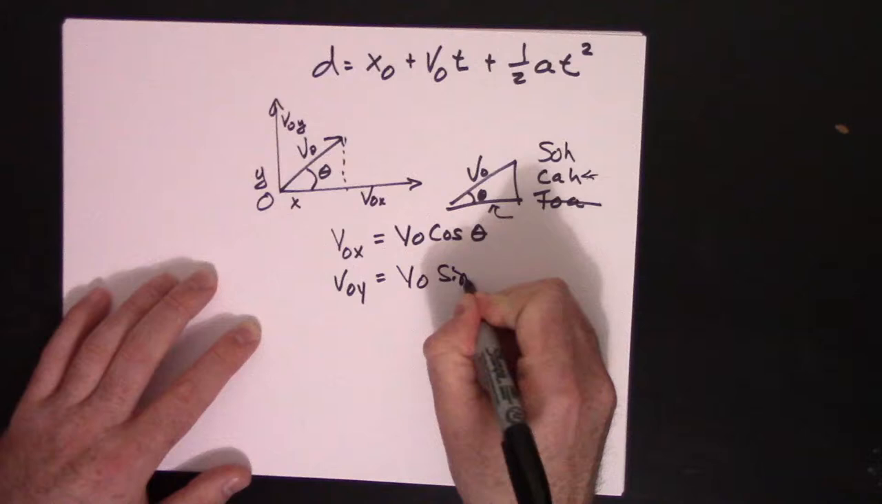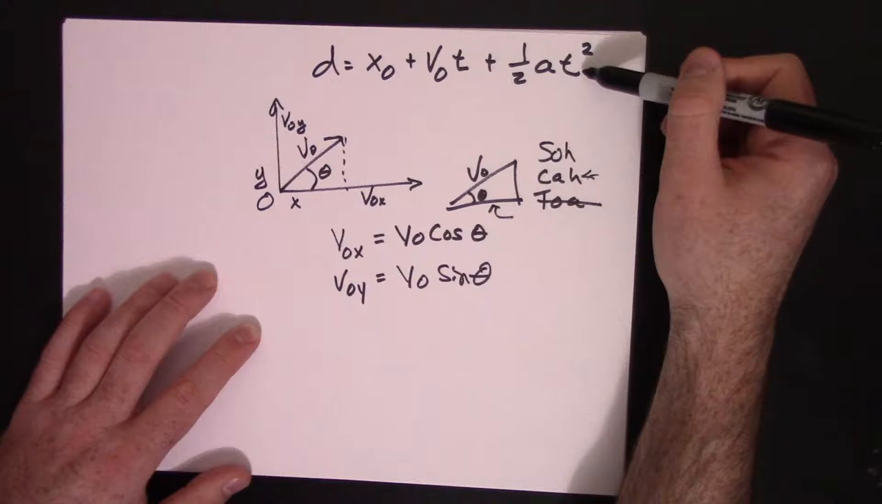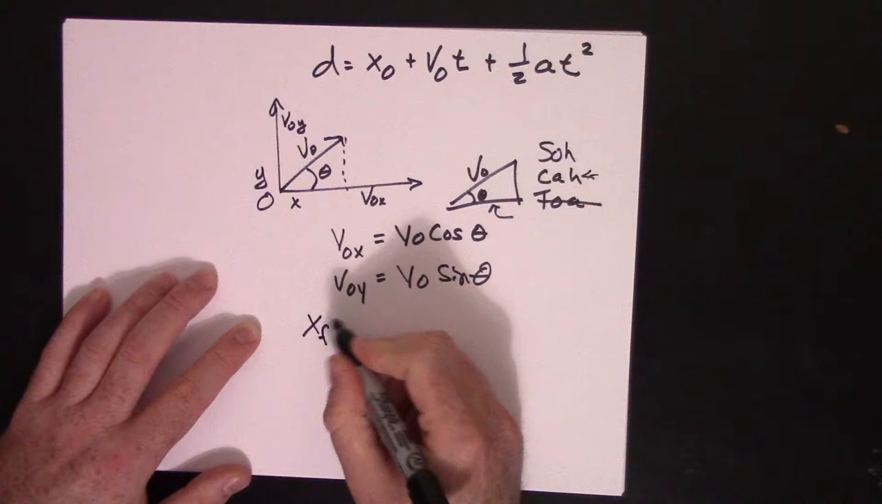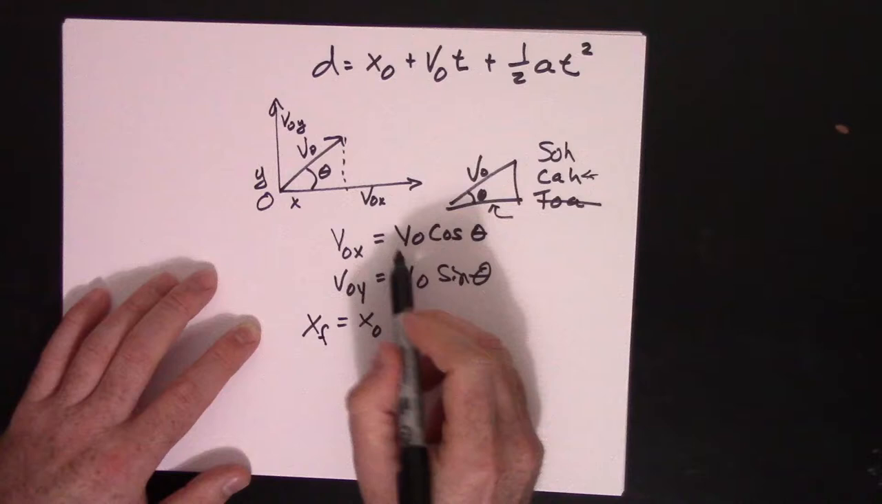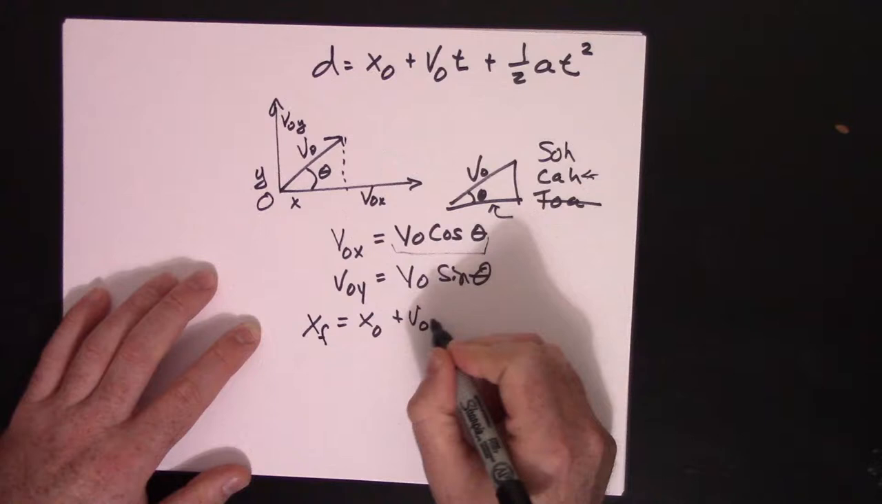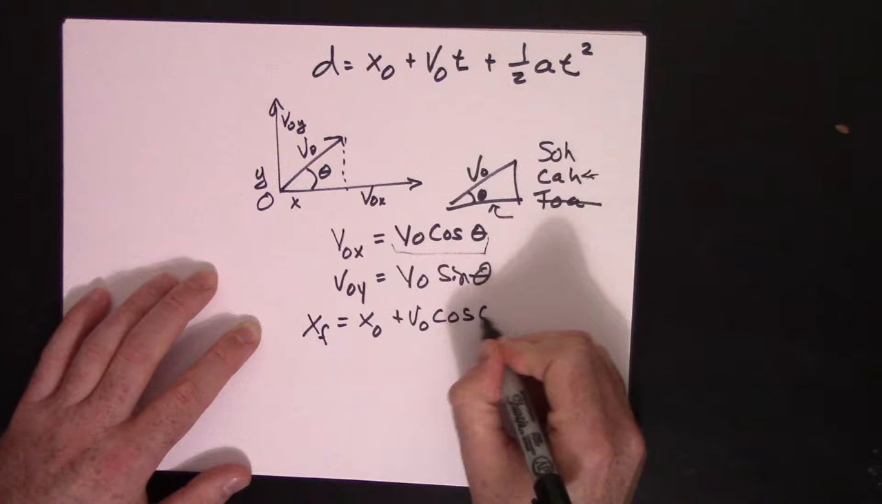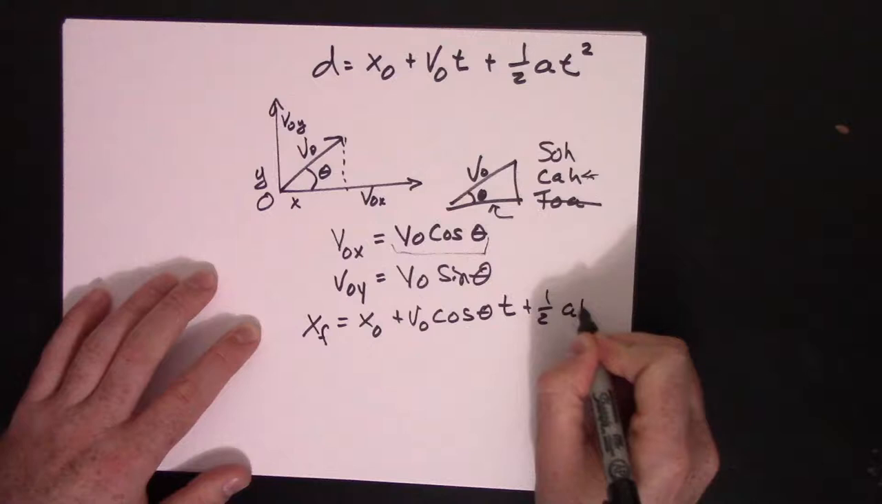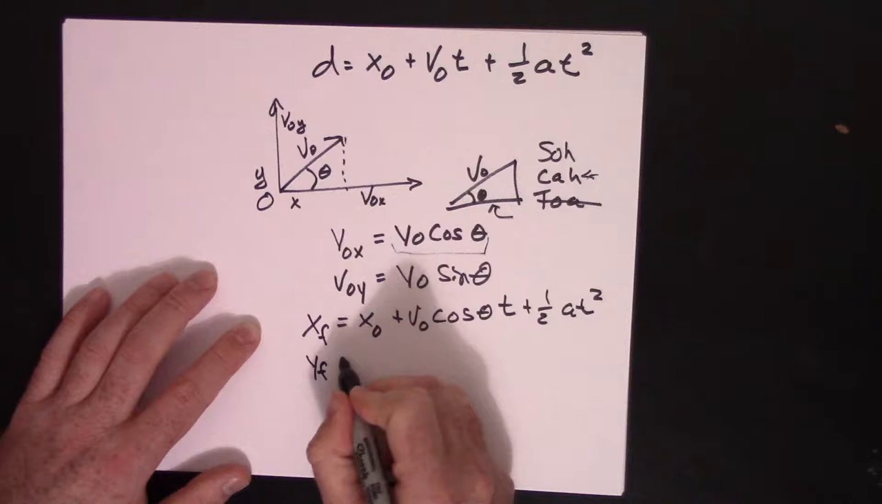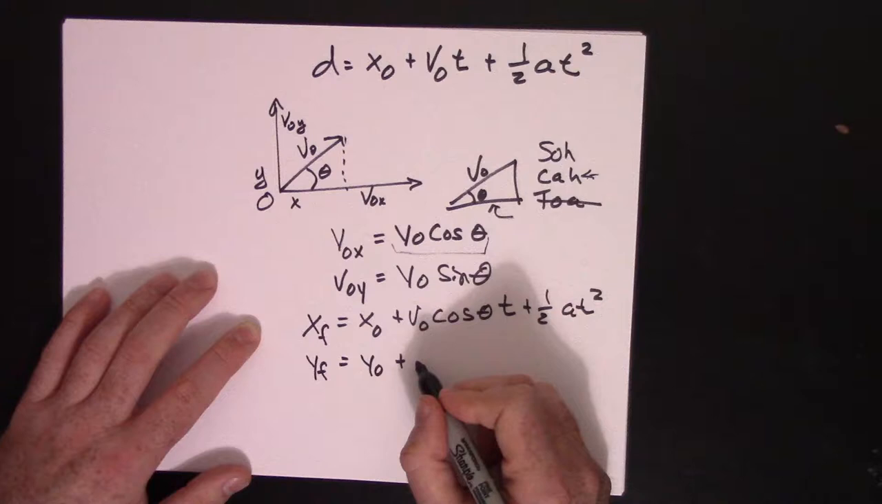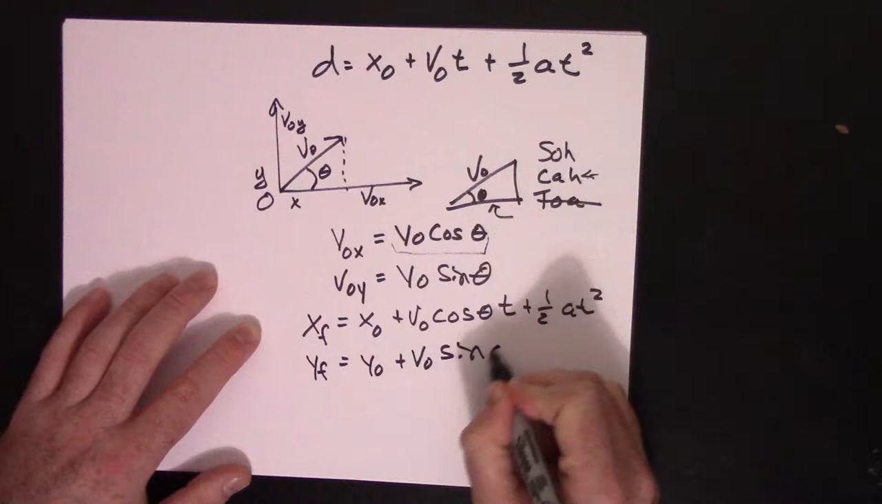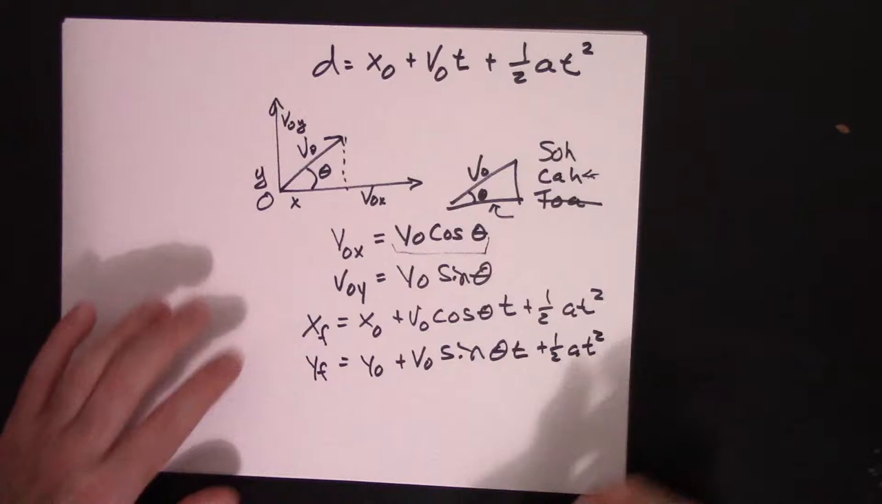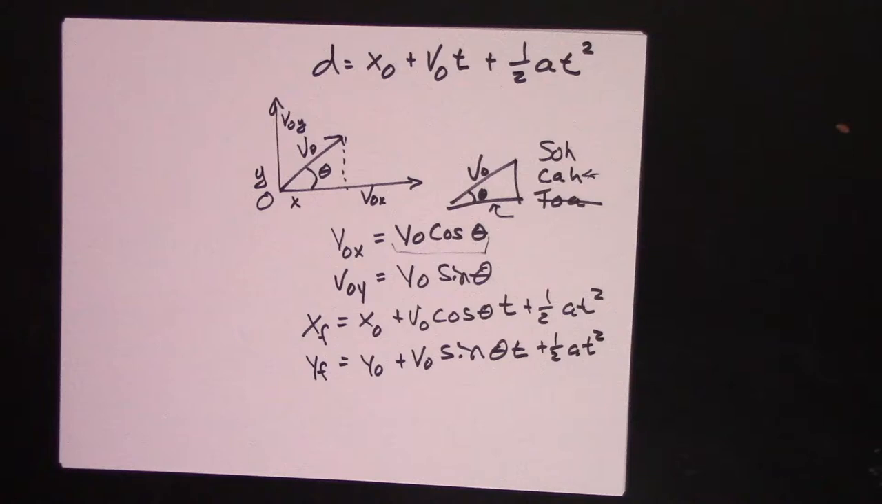Now we have an ability to break this equation into two different equations, where your x final distance is equal to your x initial distance plus, we're going to take this term, v naught cosine theta times t plus 1/2 a t squared. Your y final equals your y naught, because I said so, v naught sine theta t plus 1/2 a t squared. Okay, so you've broken those two components out of this one. That doesn't really get you too far, but let's keep playing with it.